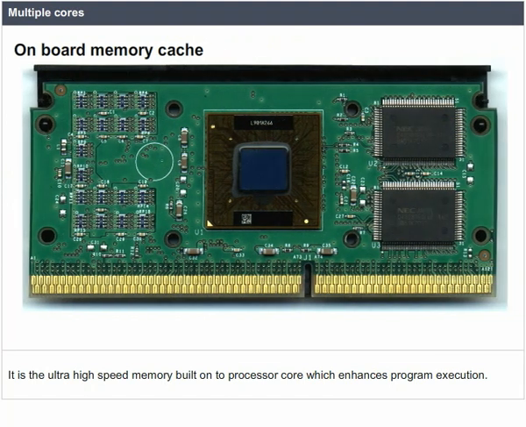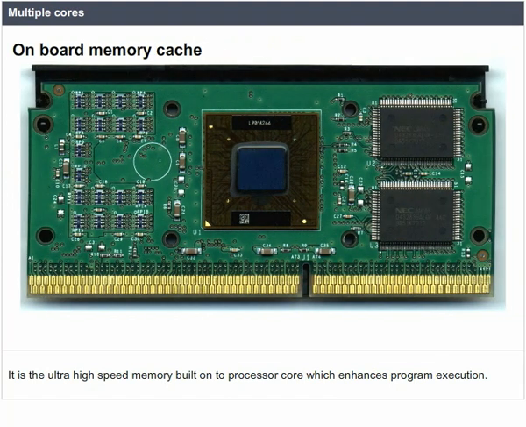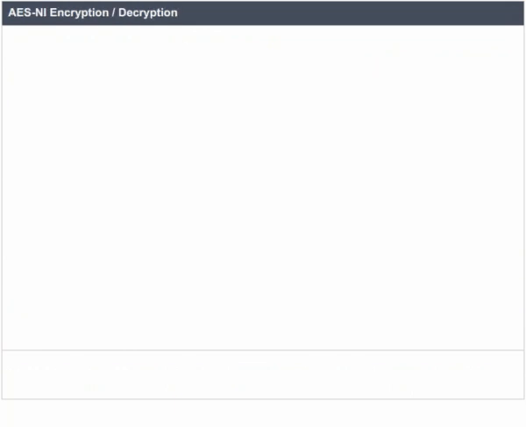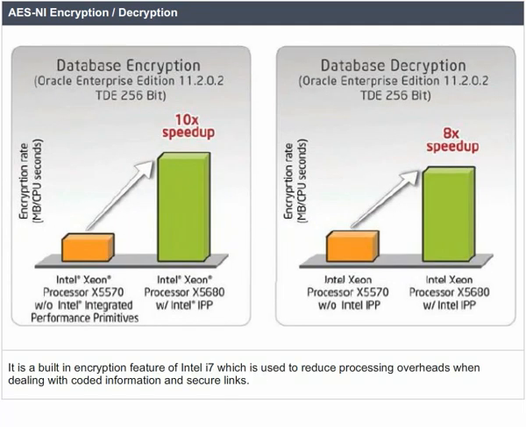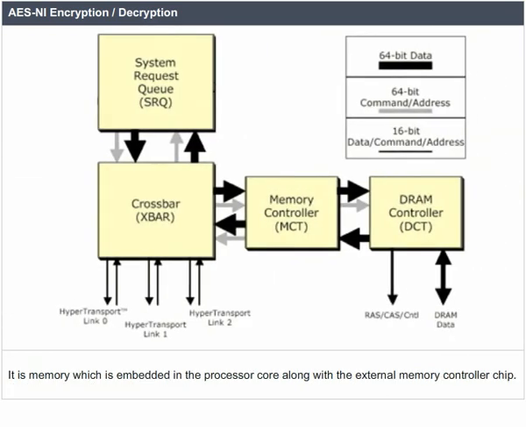Onboard memory cache. It is the ultra-high-speed memory built onto the processor core which enhances program execution. AES-NI encryption, decryption. It is a built-in encryption feature of Intel i7 which is used to reduce processing overheads when dealing with coded information and secure links. Integrated memory controller. It is memory which is embedded in the processor core along with the external memory controller chip.